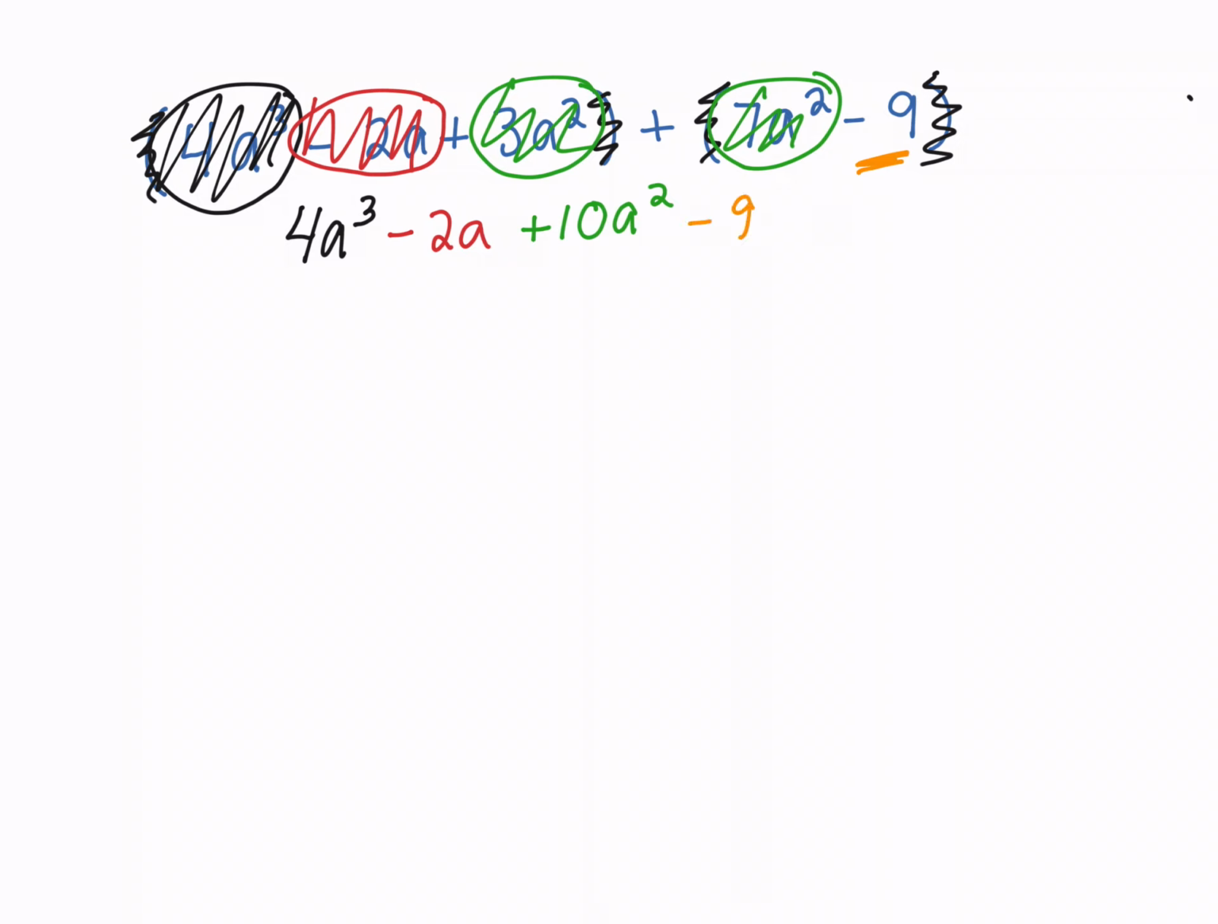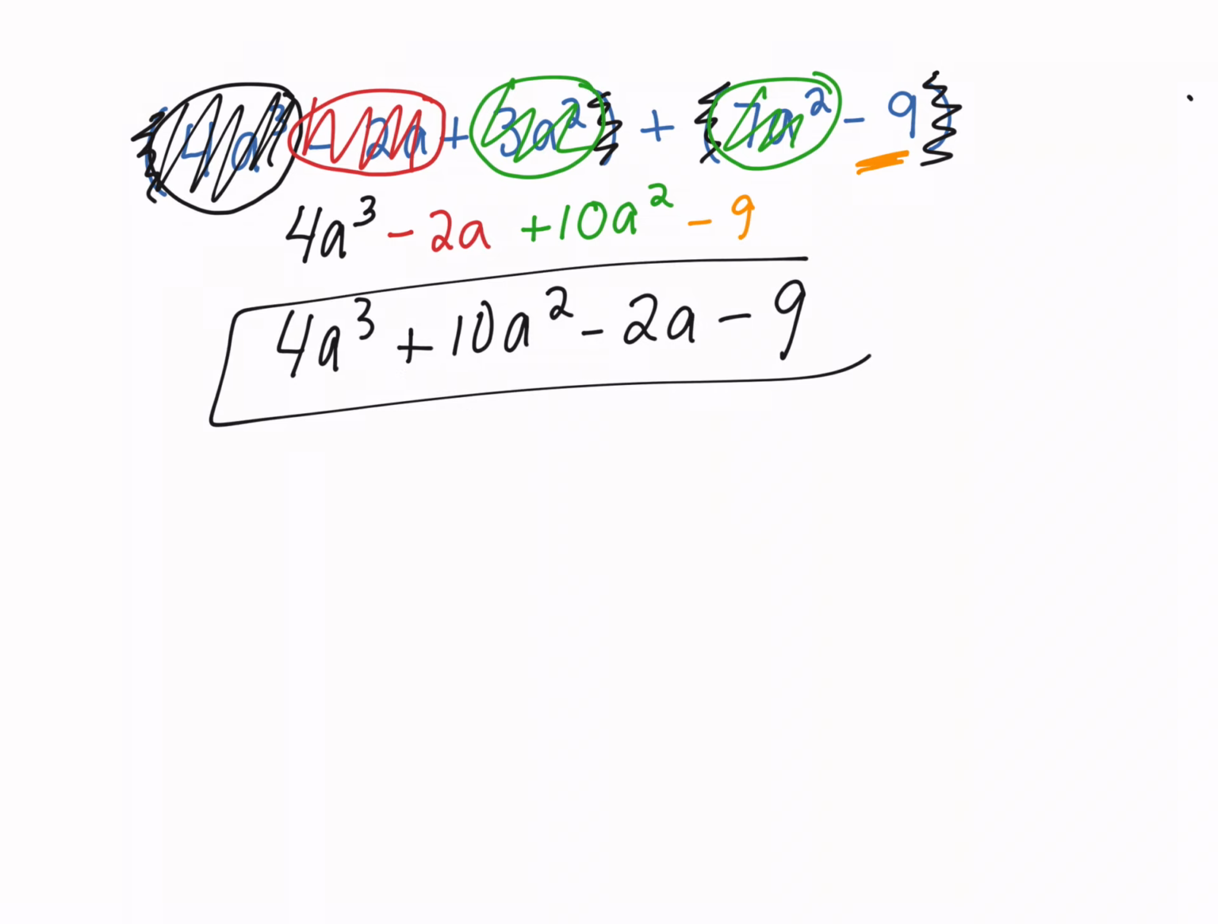However, you'll see most of these answers written in standard form, so written with the largest exponent first and then in decreasing order of exponents. So I'm going to rewrite this. It's going to become 4a to the third, and then next would be the a squared term, so plus 10a squared minus 2a minus 9. And that would be your final answer.